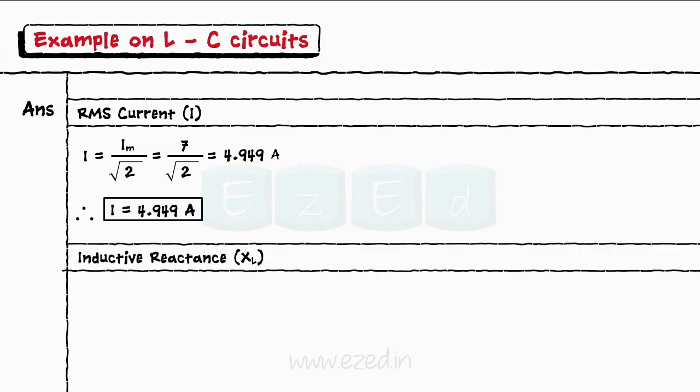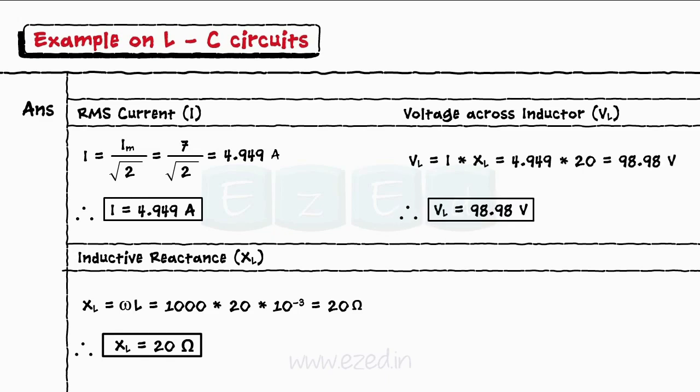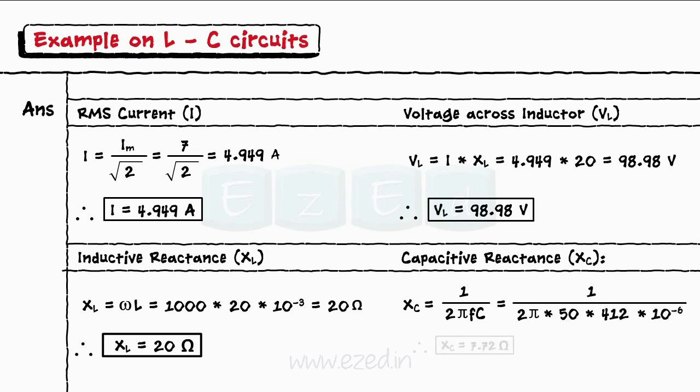The inductive reactance is calculated as XL equals 2 pi F into L, which comes out to be 20 ohms. Thus the voltage VL is calculated as the product of I into XL and comes out to be 98.98 volts. The capacitive reactance is calculated as Xc equal to 1 upon 2 pi Fc, which comes out to be equal to 7.72 ohms.